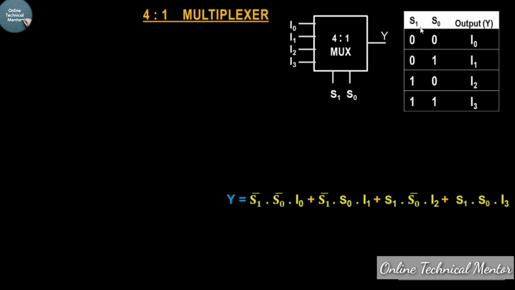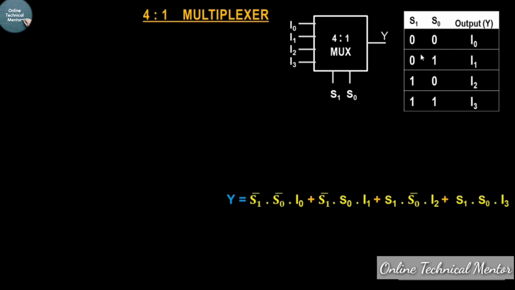So look in the truth table, in the first row, S1 and S0 is 0. So for this combination of selector lines, I0 will pass through the Y output. So I have written S1 bar and S0 bar. Since both S1 and S0 are in a 0 state, just write the selector variable with the invert symbol because both are 0. And it will be written along with I0.